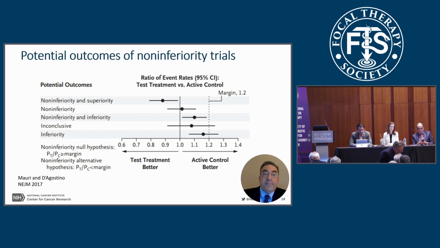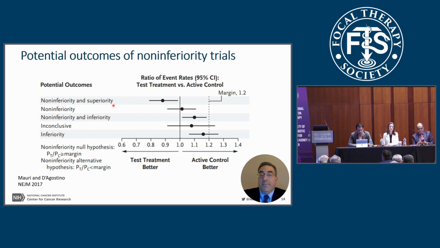Now, there are potentially different outcomes in such trials. The first one is non-inferiority and superiority. That's where the 95% confidence interval all lies on the side of the new treatment and does not cross the odds ratio of 1. For another outcome, which is a non-inferiority outcome, you see here that it does cross the odds ratio of 1 and it's within the margin, and we'll discuss the margin in the next few slides.